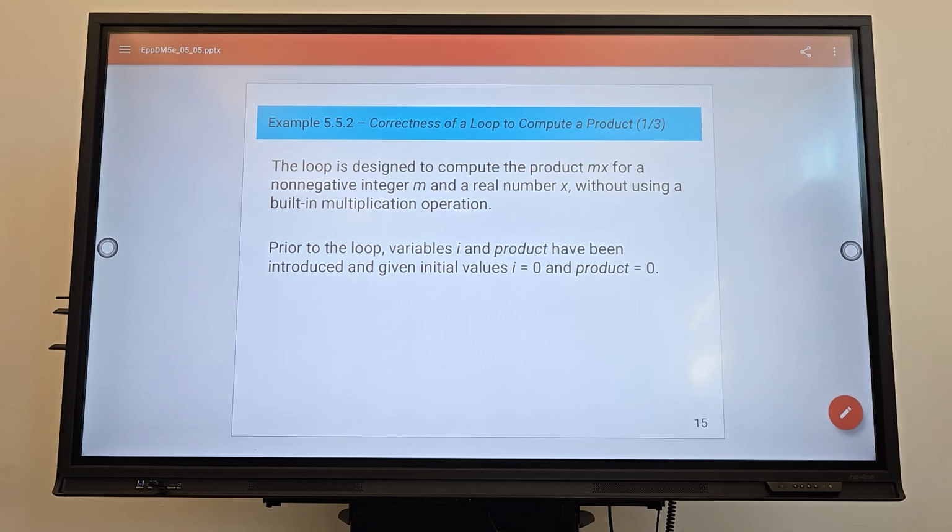The loop is designed to compute the product m times x for a non-negative integer m and a real number x without using a built-in multiplication operation. For this example, prior to the loops, variables i and product have been introduced and given initial values i equals 0 and product equals 0.